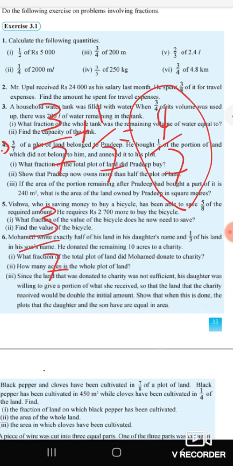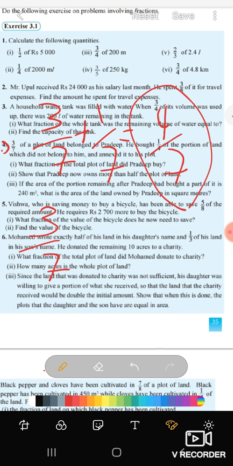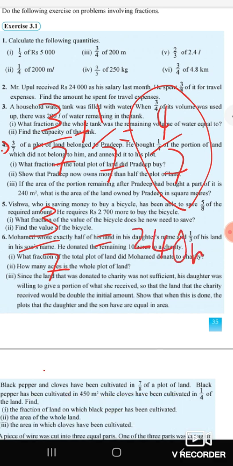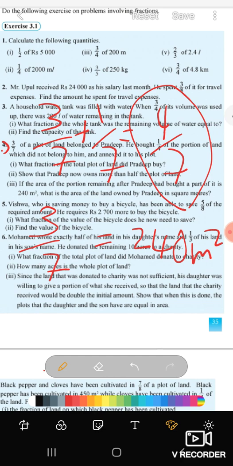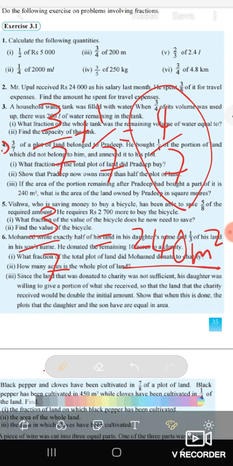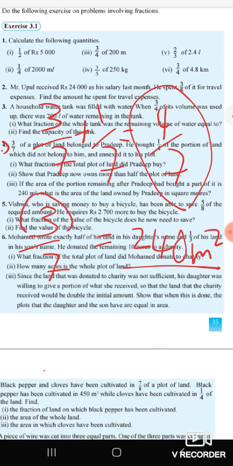The remaining portion is 3/7, and its area is 240 meters square. They are asking for the area of the land owned by Pradeep in square meters. He owns 4/7 now and the remaining part is 3/7. If the area of 3 portions is 240 meters square, what is the area of 4 portions? That is what they are asking.